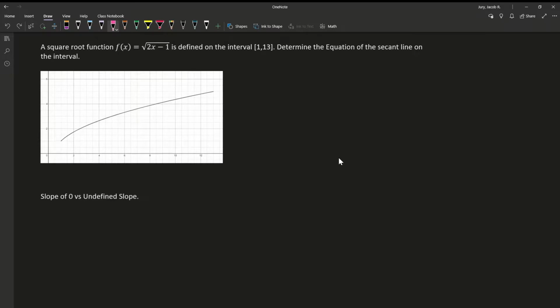Alright, so the last thing I wanted to show you was this square root function defined on the interval as well. And we'll be determining a secant line that spans the width of this interval. If I can draw a straight enough line, let me try again. And it determines the average rate of change from 1 to 13. So we'll just be evaluating this function at 1 and at 13.